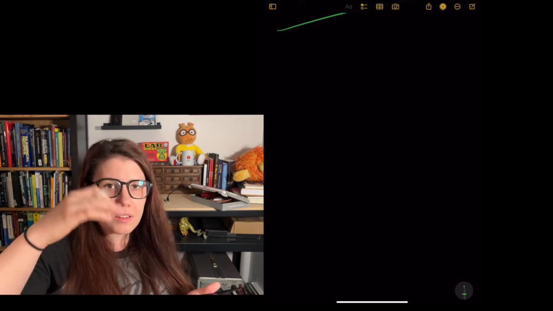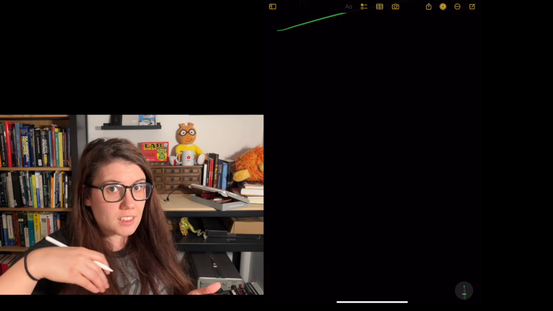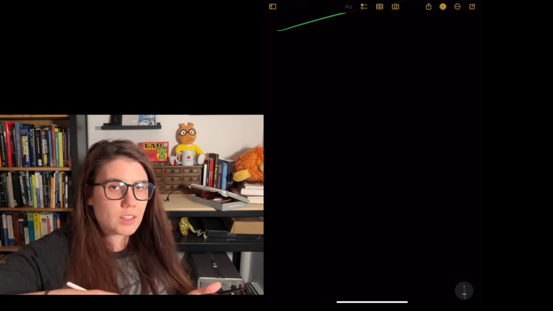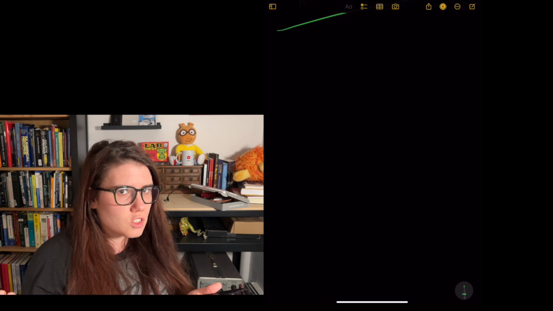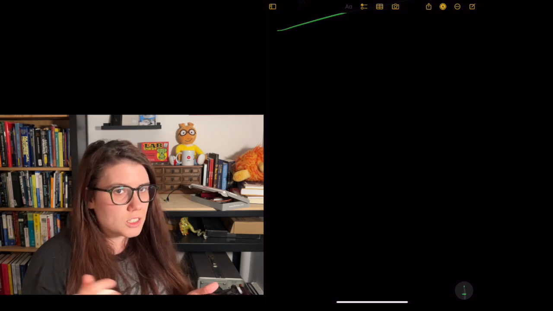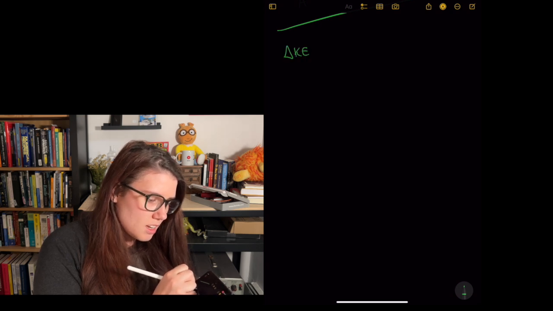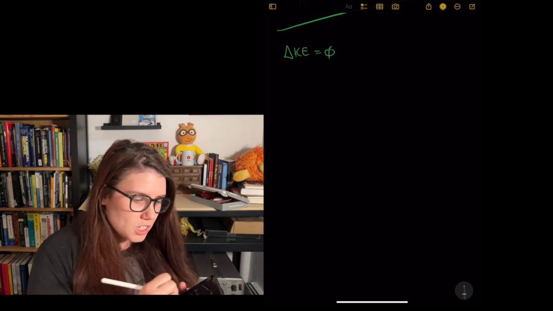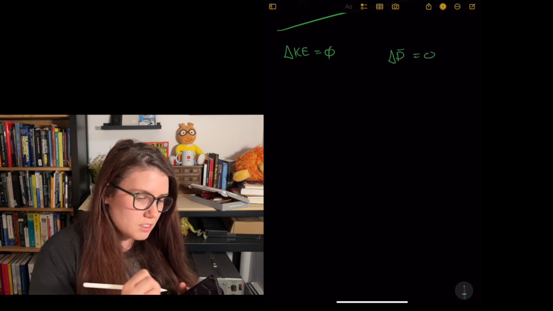We know bouncing a ball is not a perfectly elastic collision, right? Because the ball hits the ground, it does not bounce back up to its original height. But let's pretend it does, just for a minute, to try to get to this equation of motion. Okay, so for a perfectly elastic collision, you have that the kinetic energy is going to be constant, so there's no change. And you also have that the momentum is constant, so there's no change.